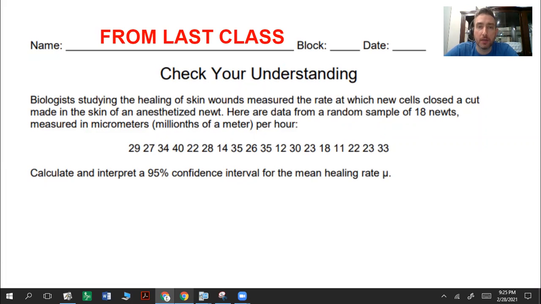Biologists studying the healing of skin wounds measured the rate at which new cells closed a cut made in the skin of an anesthetized newt. I don't know how to say that word. Anesthetized. Here are data from a random sample of 18 newts measured in micrometers, millionths of a meter per hour. Bunch of numbers here. Says calculate and interpret a 95% confidence interval for the population mean healing rate.